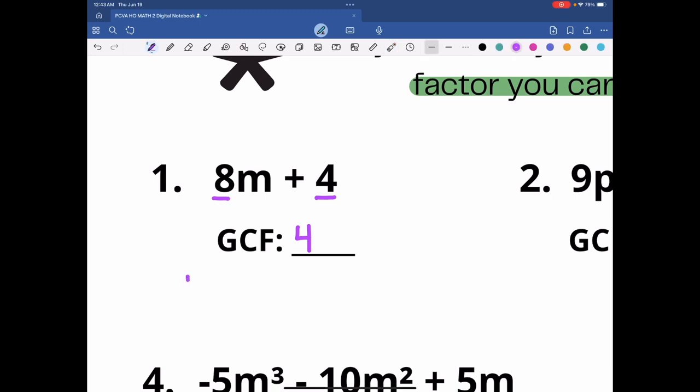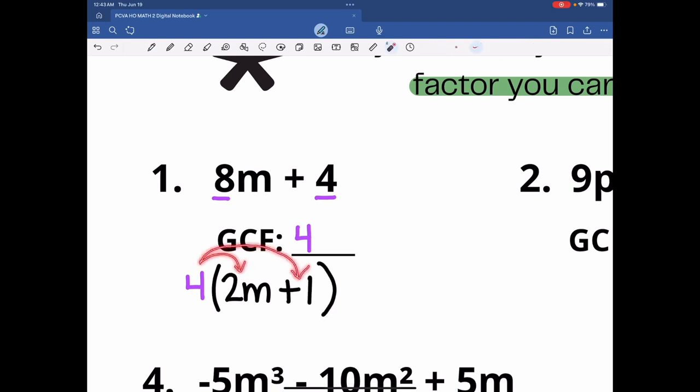That means if I divide 4 back out, 8m divided by 4 leaves me with 2m. Then dividing 4 out of 4 leaves me with plus 1. Originally we would have distributed that, which gave us the 8m plus 4. So we undid that distribution, that multiplication.